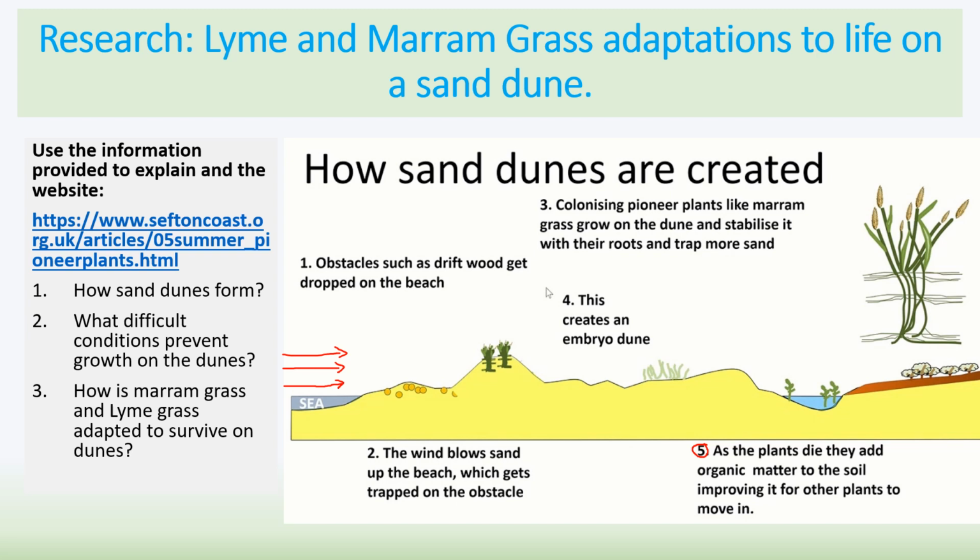Obviously the conditions are difficult on a sand dune. There are very few minerals in the sand, there might be very little water available, the dunes are constantly moving, and there might be exposure to extreme temperatures. Plants like marram grass and lime grass have to be adapted to massively reduce their water loss. Notice I've just said that question-free: you actually need to know how they're adapted, not just why they're adapted.